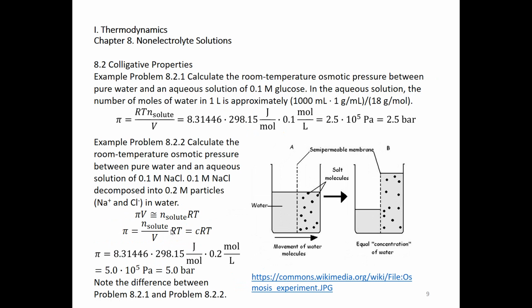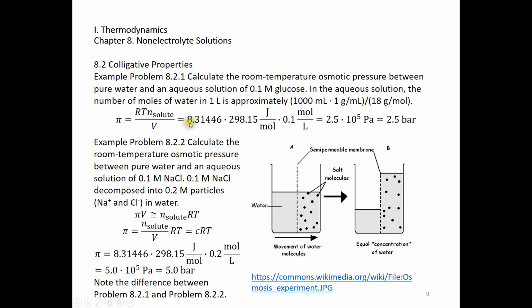Now let's look at one example problem 8.2.1. Calculate the room temperature osmotic pressure between pure water and an aqueous solution of 0.1 molar glucose. In the aqueous solution, the number of moles of water in 1 liter is approximately this much. In 1 liter, you have roughly 1,000 grams of water, and 1,000 grams of water is roughly 1,000 over 18 moles, which is roughly 55 moles.